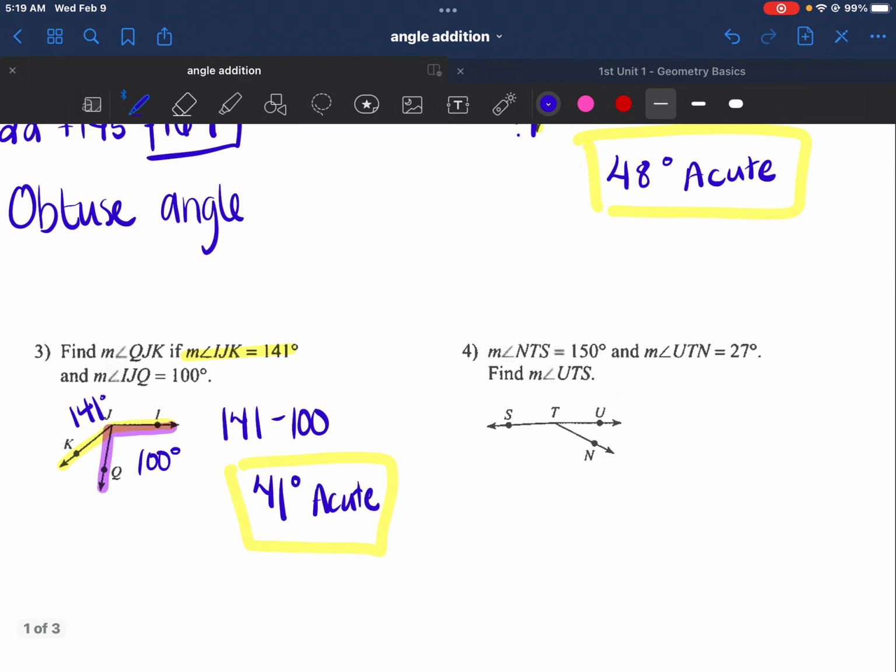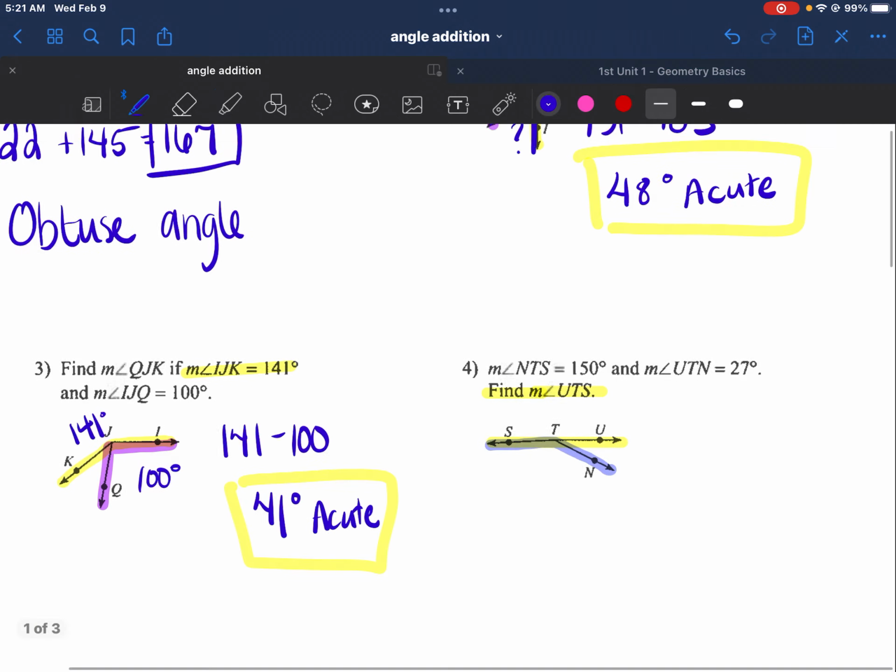Now let's look at 4. Like I said, we know STU, or UTS, is my big angle. Right here, I found UTS. It says I need to find it. So if I need to find my big angle, that means I need to add these two smaller angles together. So you have NTS, which is 150 degrees.